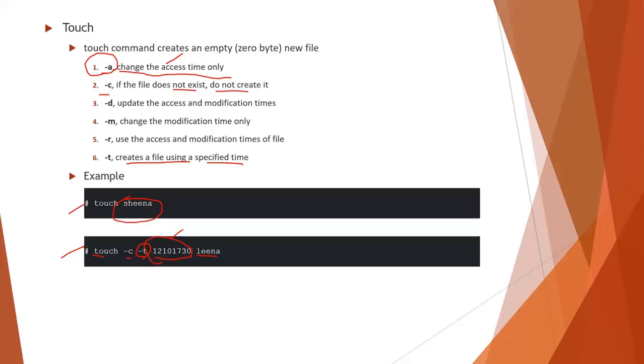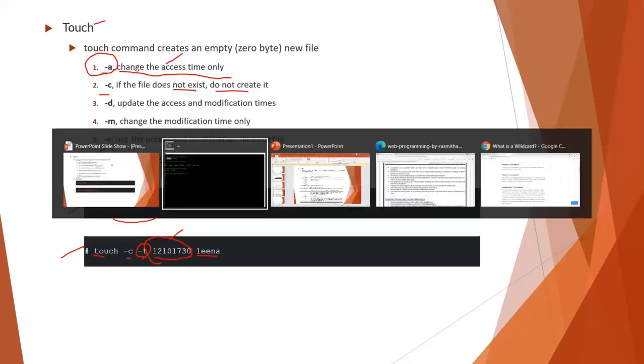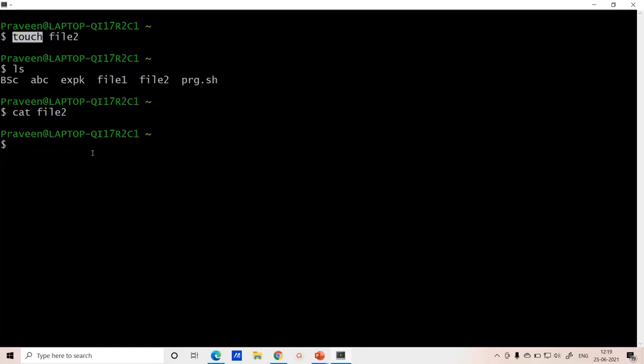Usually when you create a file, whatever the current system time and date is will be used as the creation time. When you want to change that date and time, we will use the touch command with an option called -t.